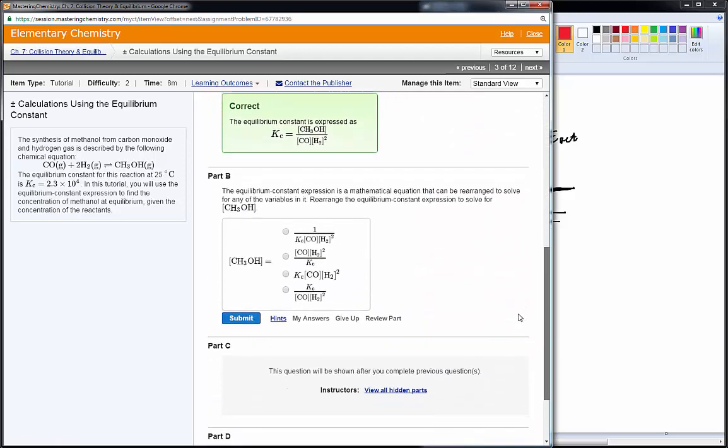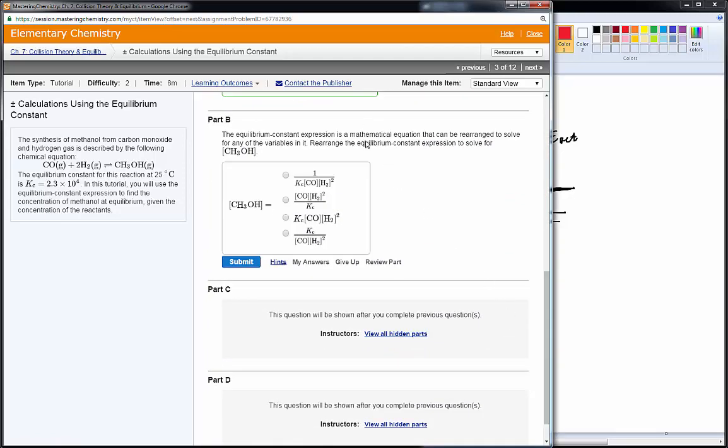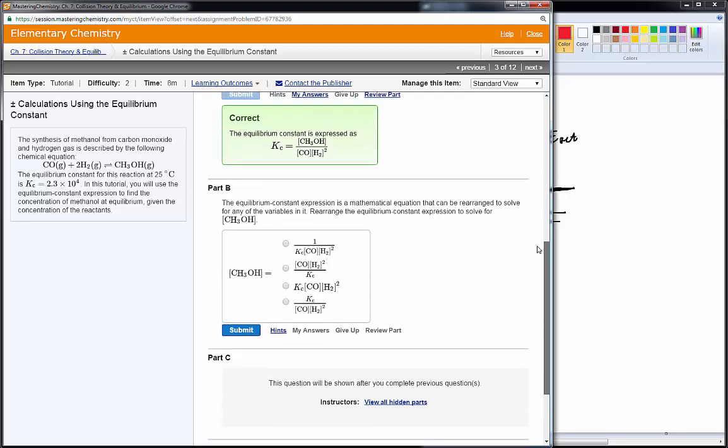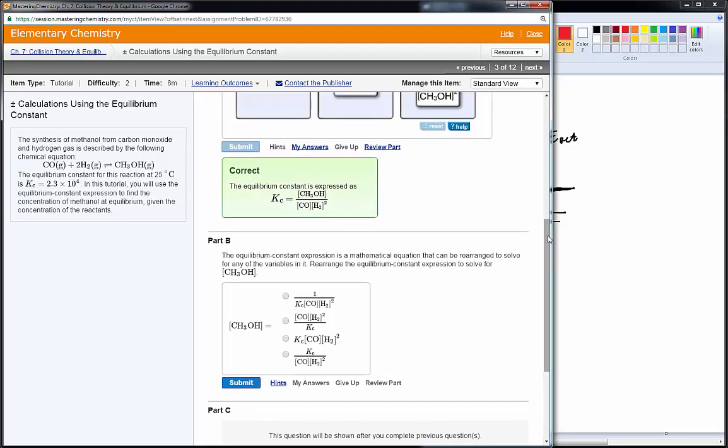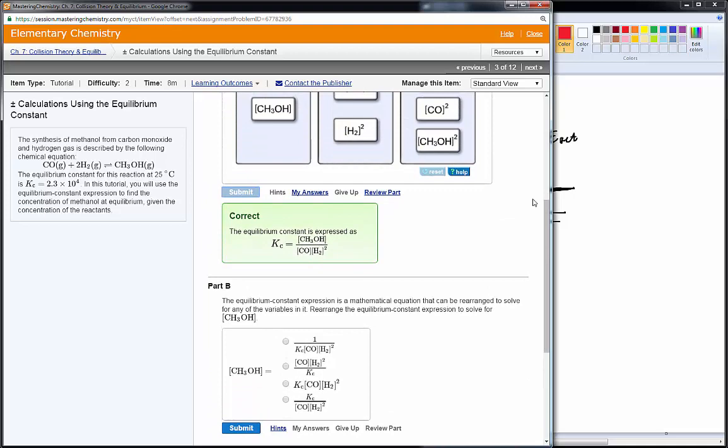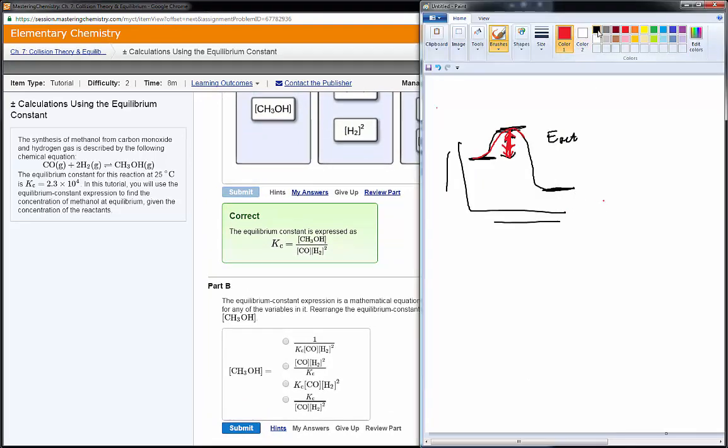Okay. An equilibrium constant expression can be rearranged to solve for any of the variables. If I rearrange the one that I just did for the methanol, all right, this is what we came up with. They're just asking us to do a little bit of algebra.